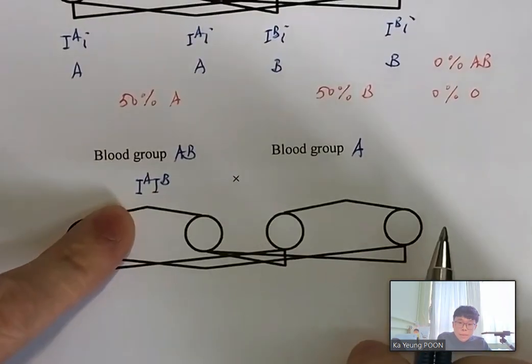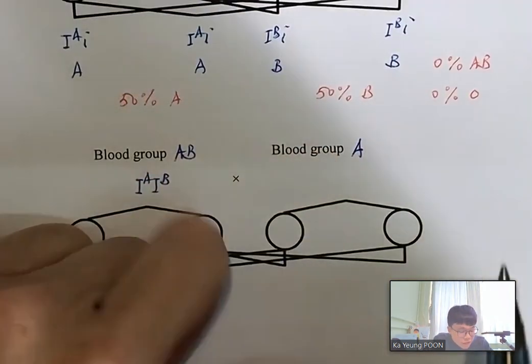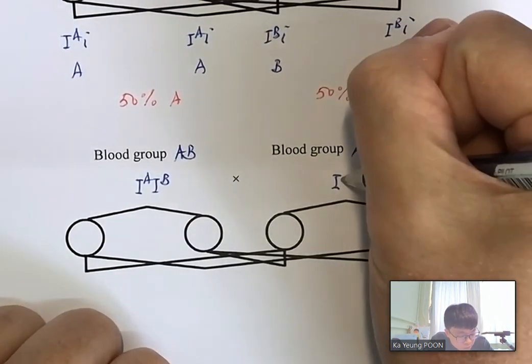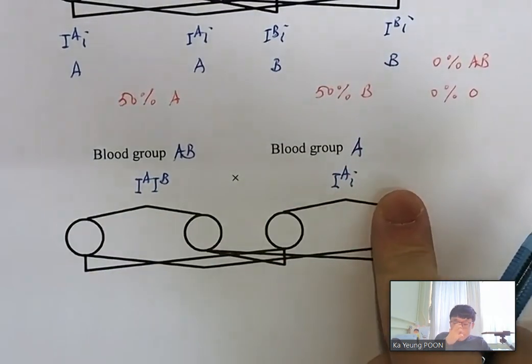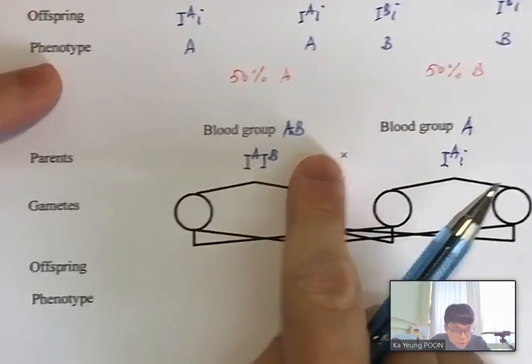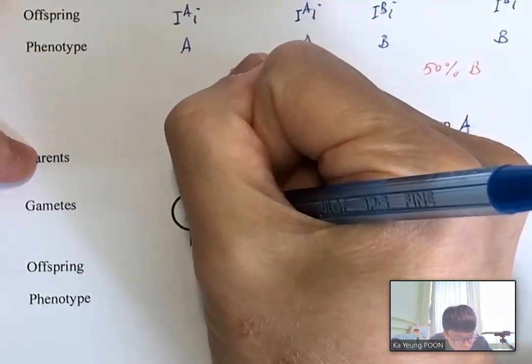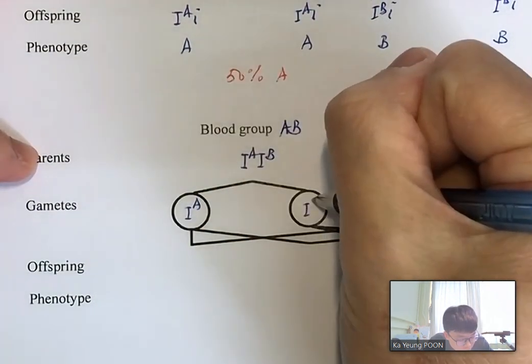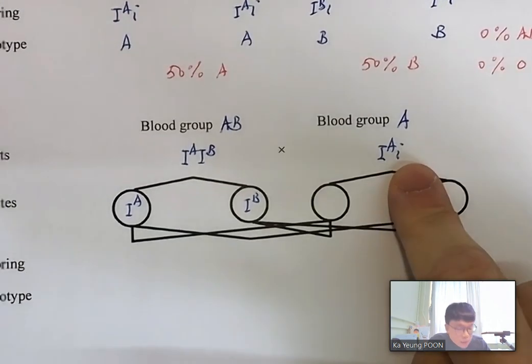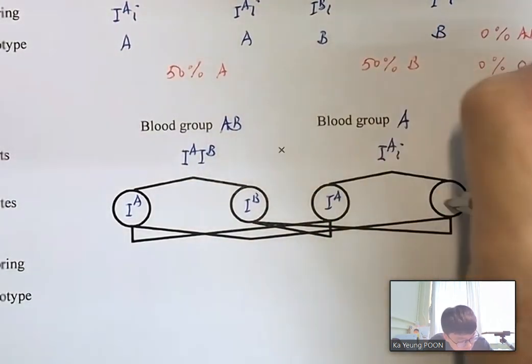Given that the AB is only codominant big IA and big IB, and the blood group A over here, let's say it is heterozygous, so then it will be big IA and small i. Now with that in mind, the gametes for the AB will be big IA and big IB, and for the blood group A, big IA and small i.